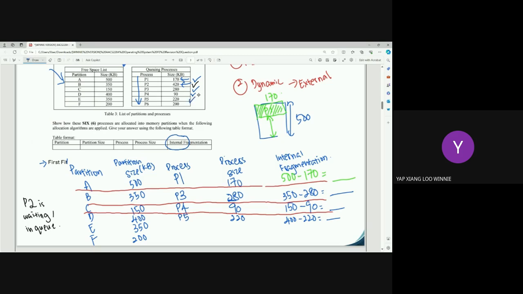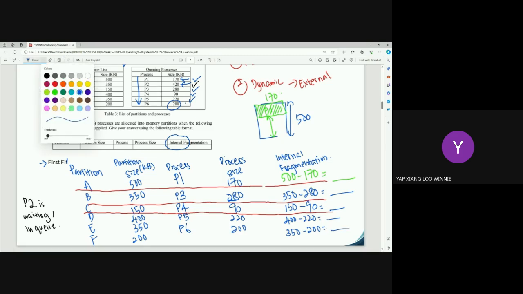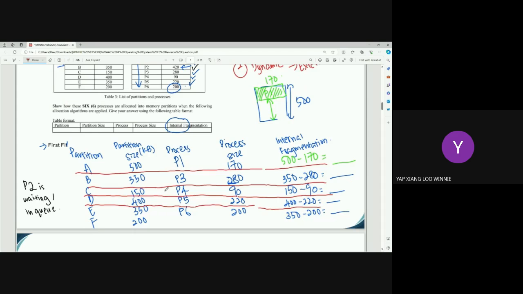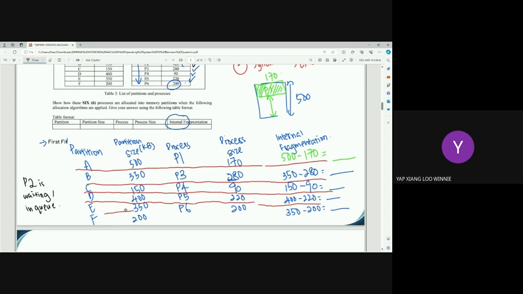The last one, which is process 6, 200, right? So 200, the next available is E, which is 350, can fit process 6. So you put in process 6, and then 200 over here. So 350 minus 200, then you get your internal fragmentation. So over here, I draw a line as well for you, easier to see. By the way, the line is a bit messy. Hope you don't mind. And then the E.